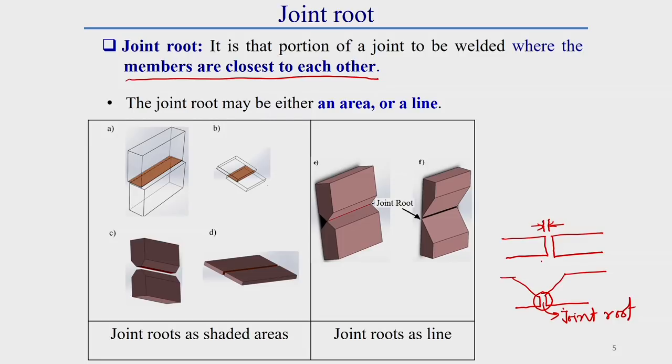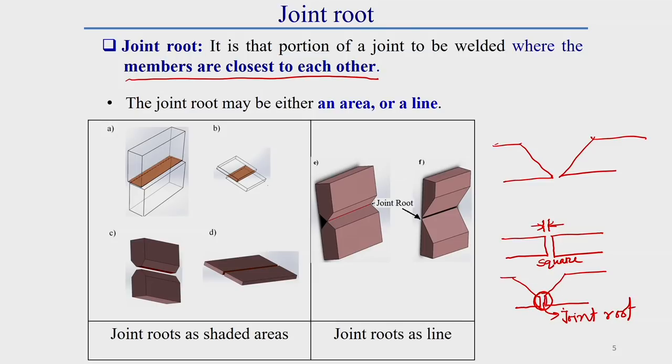In case of a square edge preparation or a square bar, generally you can see this is the closest region. So this is called joint root. So joint root can be a face or an area, or joint root can be a line also. When will it be a line? If the edge preparation has zero width, it can be an area or it can be a line also.